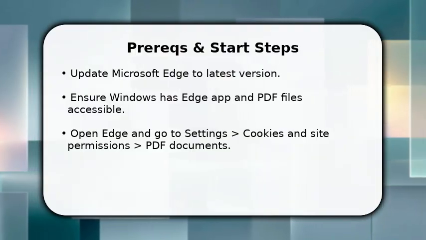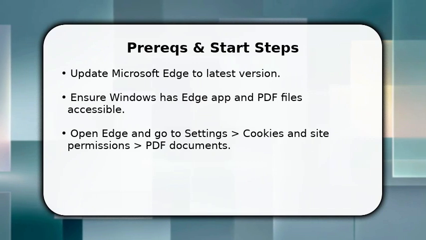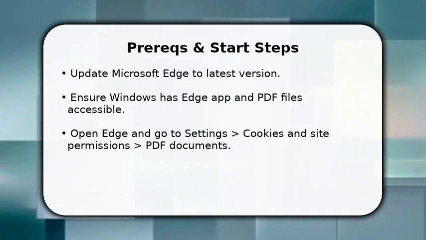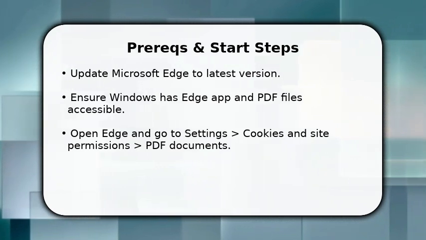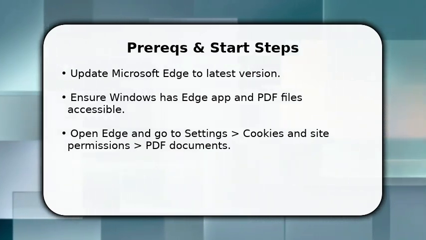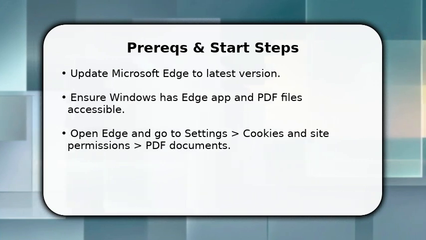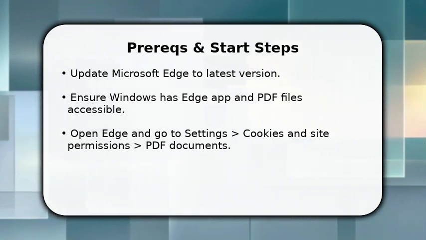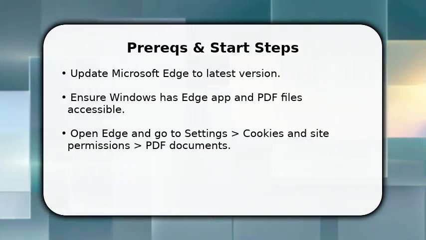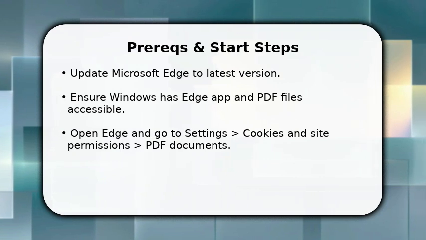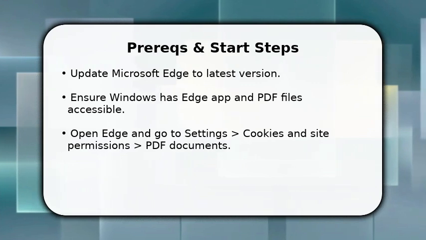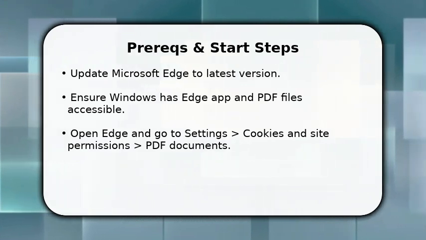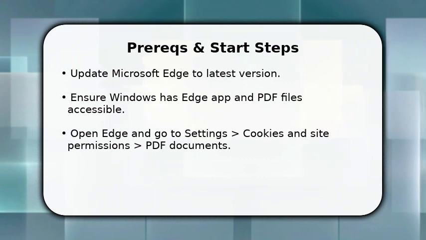You need two things first: an up-to-date Edge and accessible PDF files. Once ready, open Edge and go straight to Settings, then Cookies and Site Permissions, and find PDF documents. You're doing this because the built-in reader can be blocked by an external open toggle, disabling that lets Edge preview PDFs in the browser. Make sure to keep Windows' default PDF associations in mind, since those can override browser behavior, and then proceed to flip the reader setting.